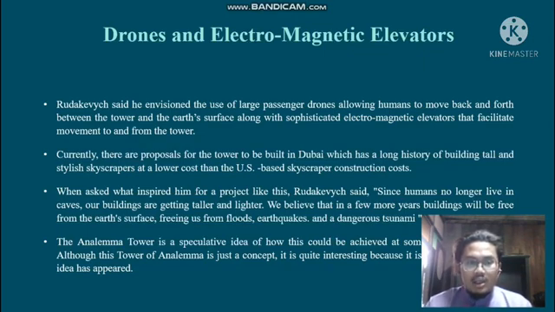He said he envisioned the use of larger passenger drones allowing humans to move back and forth between the tower and Earth's surface, along with sophisticated electromagnetic elevators that facilitate movement to and from the tower. Currently, there are proposals for the tower to be built in Dubai, which has a long history of building tall and stylish skyscrapers at a lower cost than US based skyscraper construction costs.